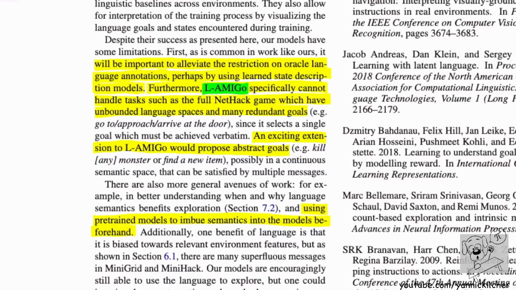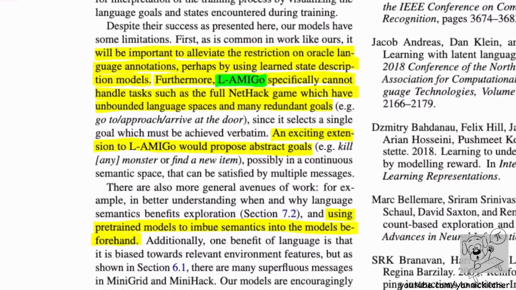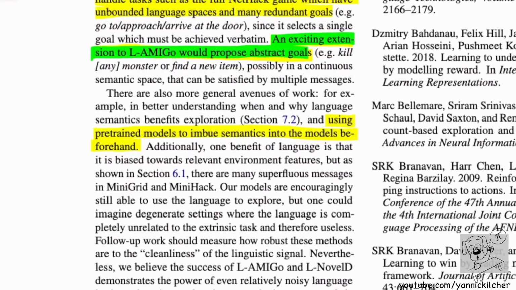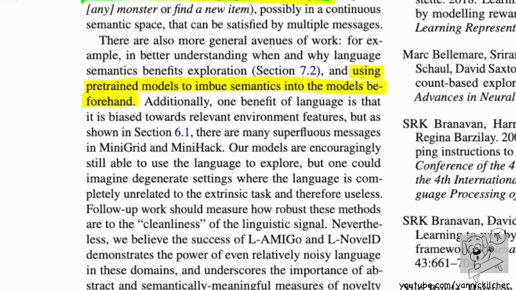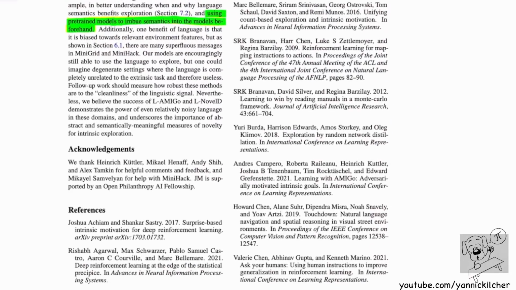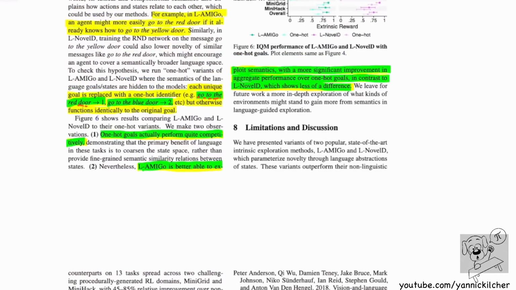So yeah, they say this though. They criticize themselves fairly well, I think. They say they want to alleviate the restriction on oracle language annotations, perhaps by using learned state description models. An exciting extension would be to propose abstract goals, which is also pretty cool, and again something where large language models can come in and help. Pre-trained ones even, right? You don't even have to train them. And using pre-trained models to imbue semantics into the model beforehand, they say, would also be pretty interesting. Among a lot of other things, they also criticize the noisiness and so on.